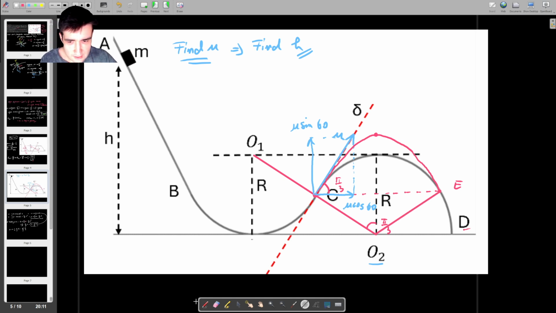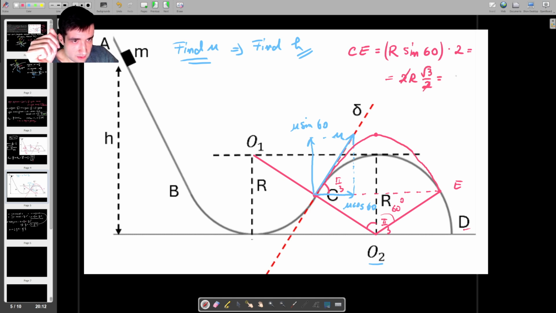So the distance CE is given by that kind of opening, and we know this angle is 60 degrees or pi over 3. We know this one is also 60 degrees or pi over 3. So we can find what CE is in that case. So CE is equal to r sine of 60. I think that looks fine. So r sine 60 times 2. So this is going to be equal to 2r root 3 over 2, which is r times root 3. So that's the horizontal distance that we want.